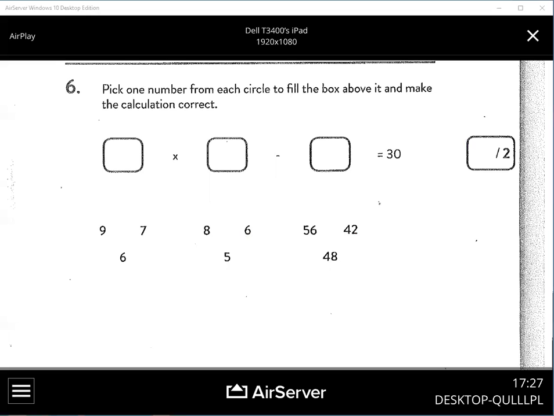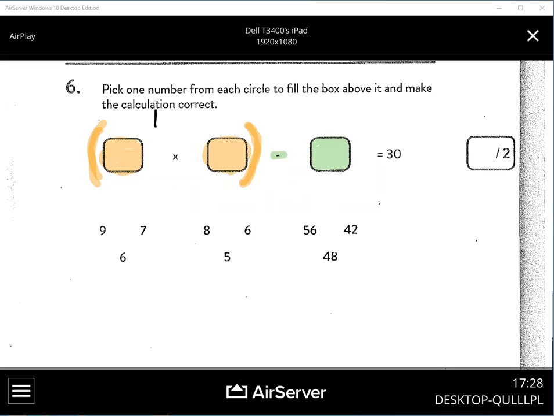Okay, question number 6. Pick one number from each circle to fill the box above it and make the calculation correct. Mr. Zaki, please help us on this question number 6. You could think of the question like this. Because these two numbers here have to multiply first, that'll give us one answer. So I'll put in brackets so you can focus on that. That'll give us an orange answer, and then we have to minus the next bit. So this question is really one number minus another number gives us 30.